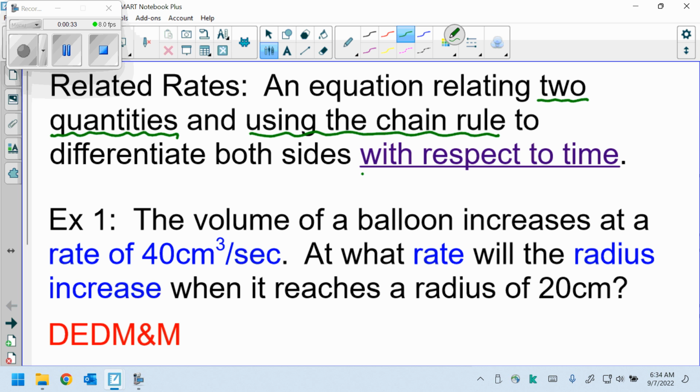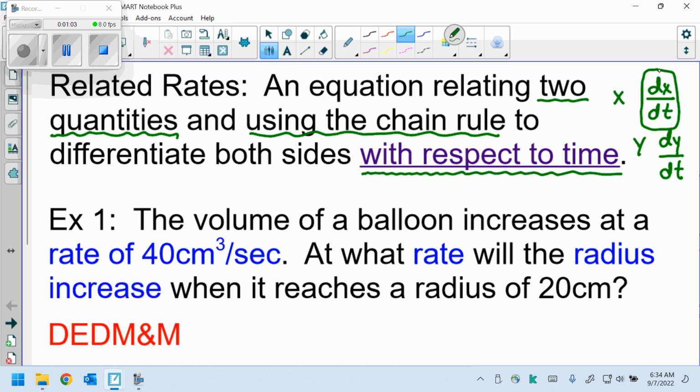But what's different about related rates is we're taking the derivative with respect to time. So if we have the variable x, we're going to find the derivative of x with respect to time. If we have the variable y, we're going to find the derivative of y with respect to time. And so there will always be one of these dx/dt's, dy/dt's, d whatever variable we're using, /dt.